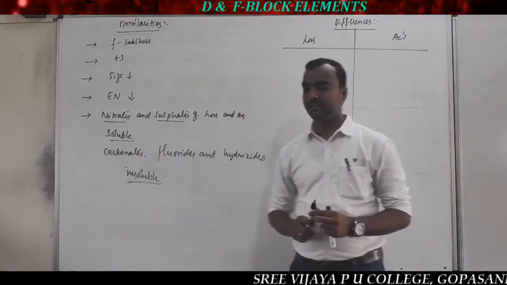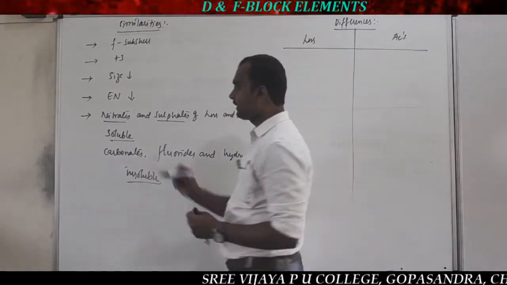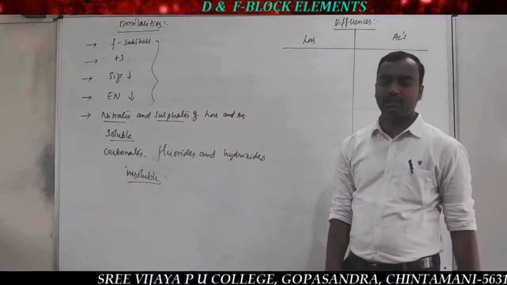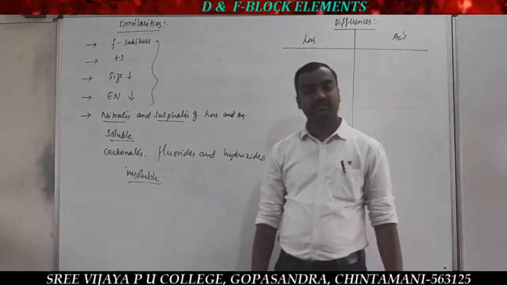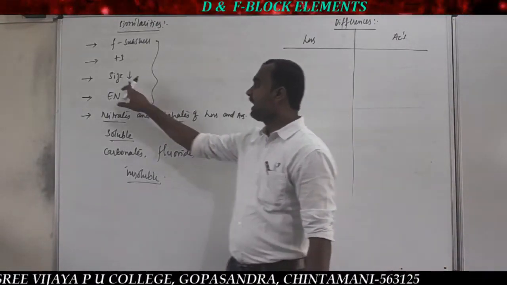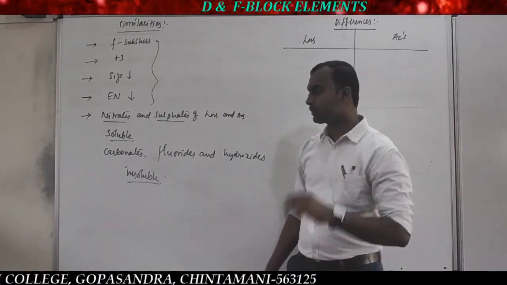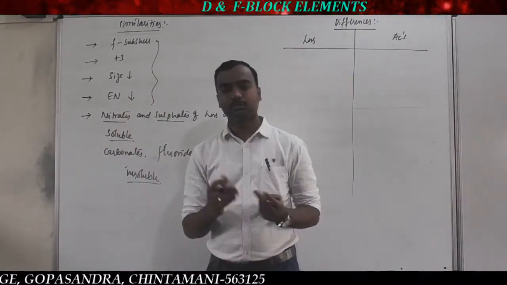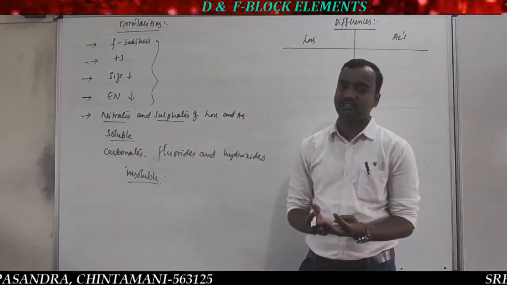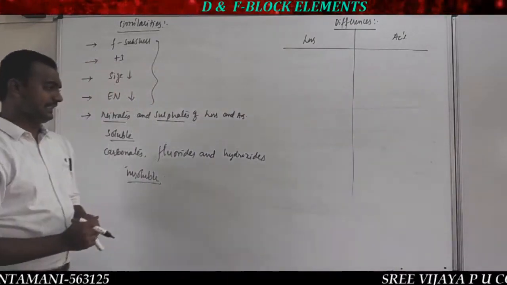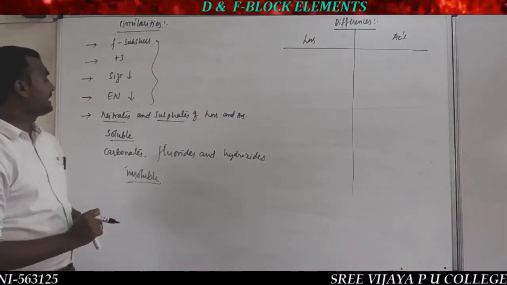Again, there is a similarity, and this is what we need to express especially. Here the electron enters the same subshell, the F subshell, there is a common +3 oxidation state, and in both cases size decreases. One is called the lanthanide contraction and one is called the actinide contraction. And in both cases both are metals. Since both series are metals, they have lower electronegativity. So those are the similarities between lanthanides and actinides.